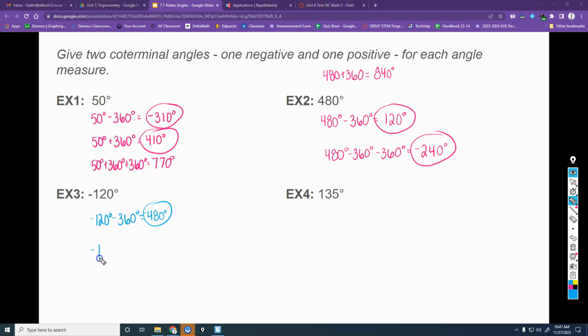240. So we do negative 120 plus 360. We'll get 240. So that is also a coterminal angle. All right. Anybody get anything different? I got 600 because I did 360 plus 360. Yeah, that'll work. Negative 120 plus 360 plus 360.